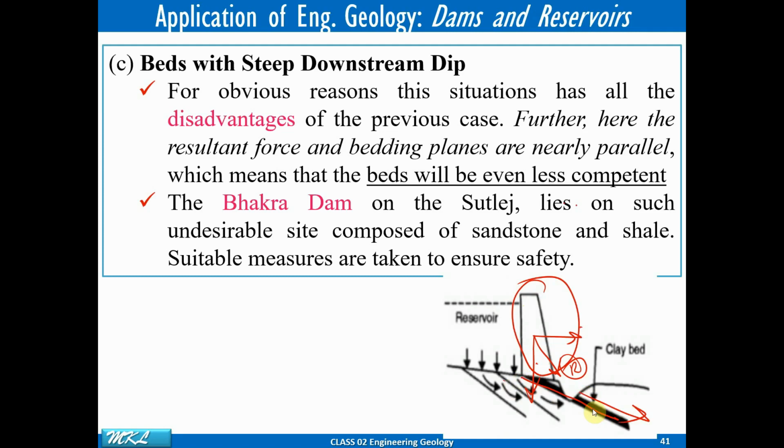One example of that is Bhakra Dam, Bhakra Nangal Dam, on the Satluj, I think in Punjab, which lies on such an undesirable site. It is composed of sandstone and silt, but people have taken several suitable measures to ensure safety. I told you to write about this; some of you are doing this Bhakra Nangal Dam project, right? There you are writing this assignment. There you have seen that this type of dam is generally situated on an untreatable site composed of sandstone and sand like this.